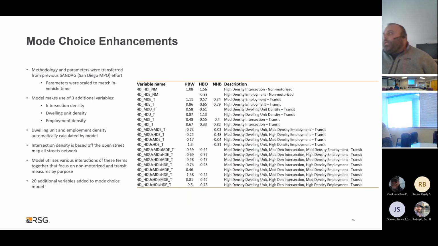The enhancements that we made to the mode choice model were primarily around sensitizing the travel demand model to land use transportation interaction. The parameters were scaled to match in-vehicle time. And the model makes use of 3 additional variables: intersection density, dwelling unit density, and employment density. We then interact those variables on each other to come up with different sensitivities to land use characteristics.